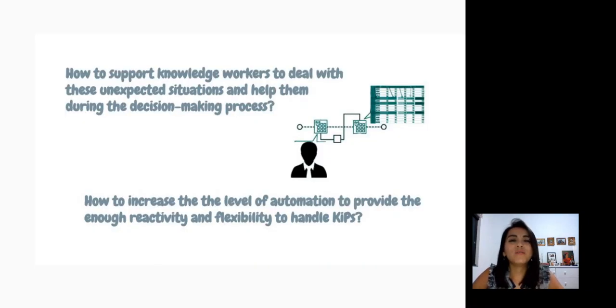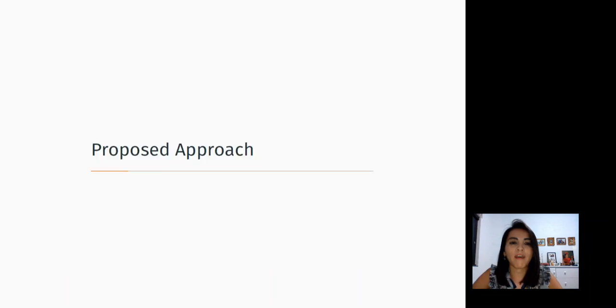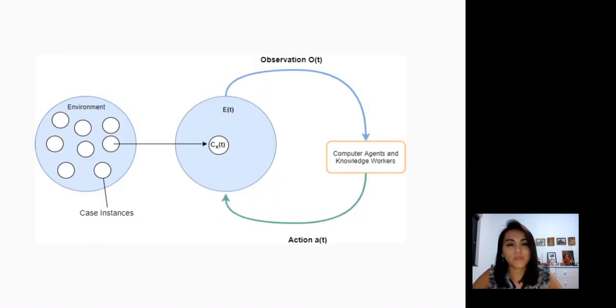So how could we support knowledge workers to deal with this unexpected situation and help them to make decisions? How could we increase the level of automation and provide enough reactivity and flexibility to handle these knowledge-intensive processes? We propose to use automated planning techniques in order to create plans to help these knowledge workers.